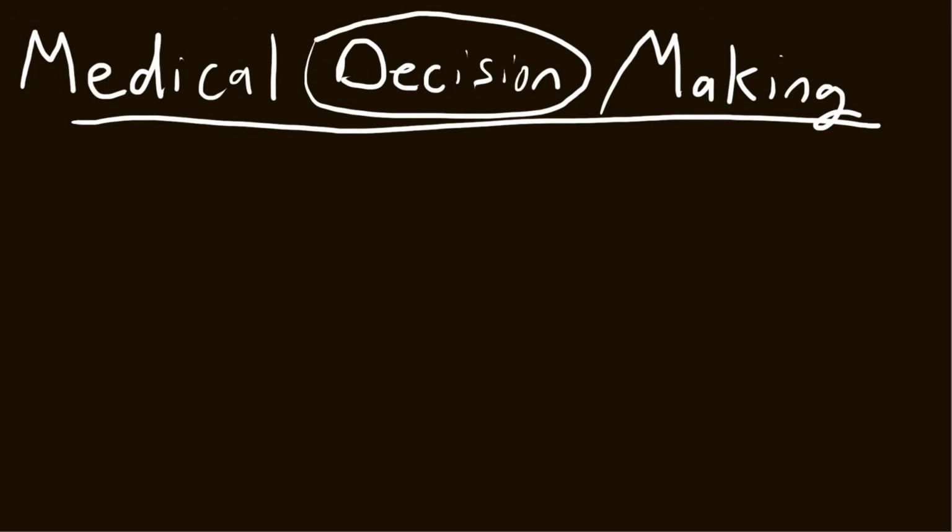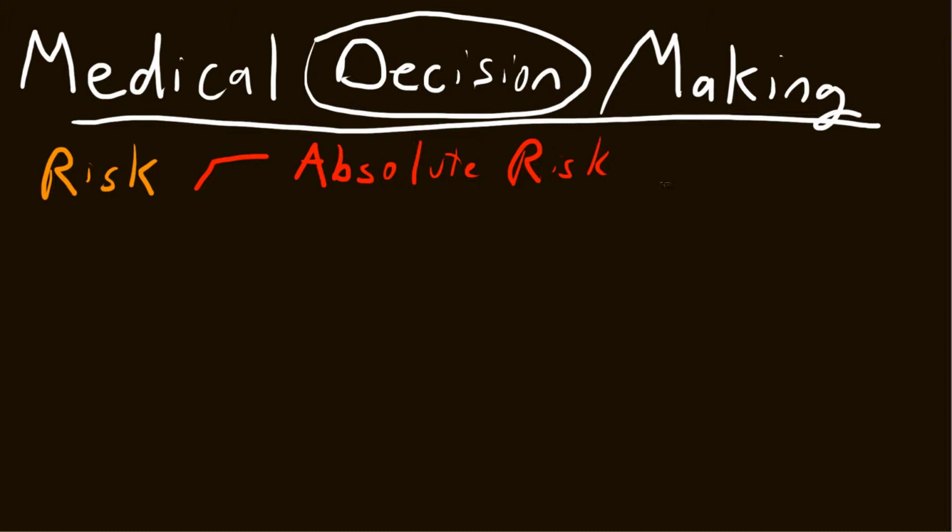So I'm going to teach you some really easy numbers to calculate, and they involve risk, and there are two forms of risk. I want you to focus on the important one, which is called the absolute risk reduction. So how much is your risk reduced if I give you a medicine or I perform some intervention?